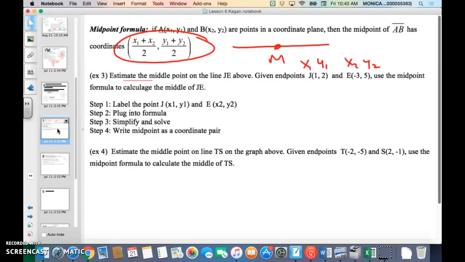So if we're given these endpoints, basically you're just going to take x1, y1, x2, y2, and plug them into the formula. You're going to add your x's, divided by 2. You're going to add your y's, divide by 2. And what you should notice is you're going to end up with a coordinate pair.